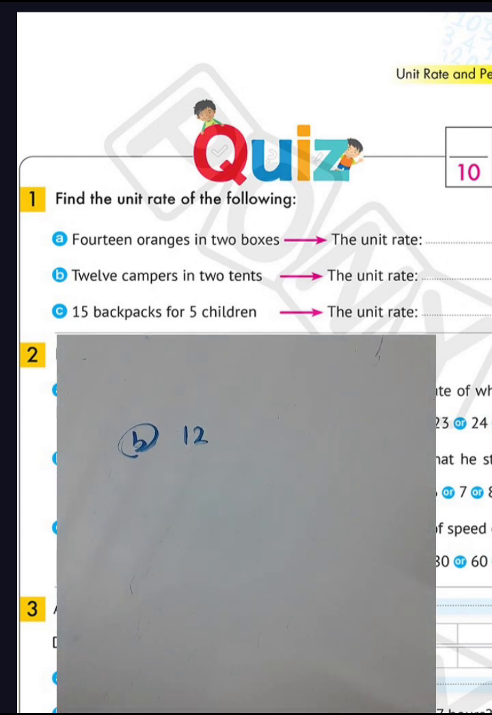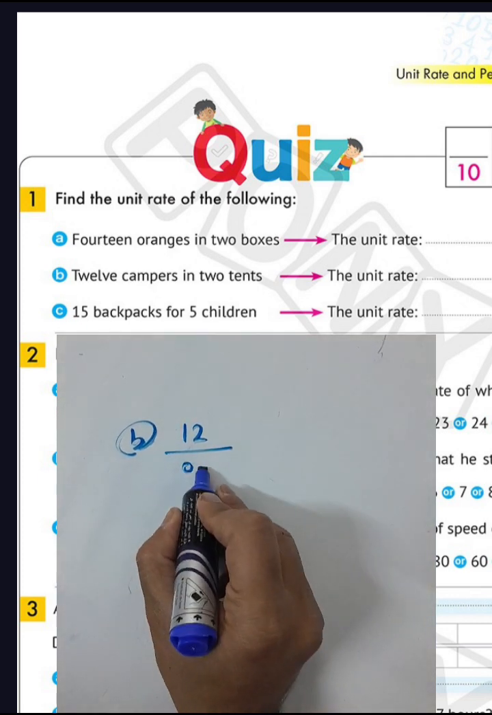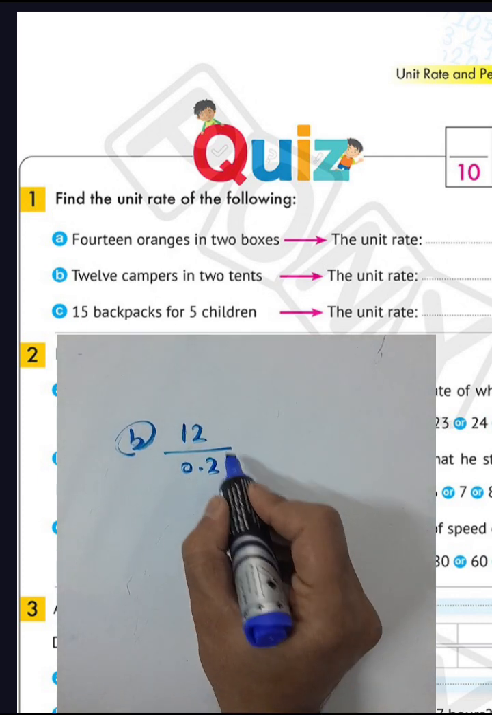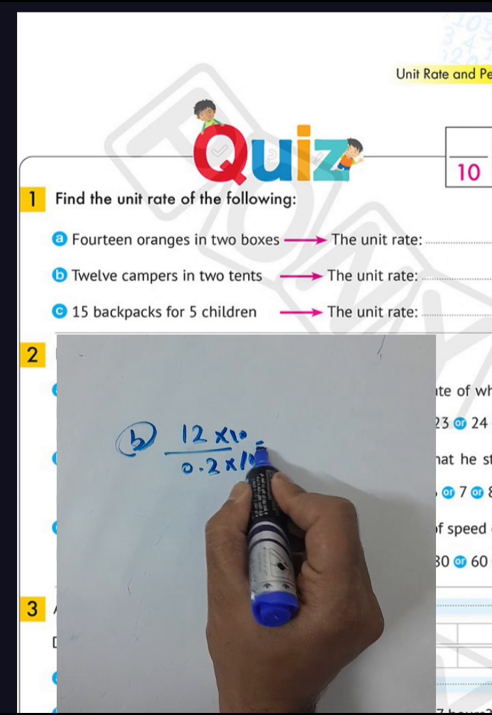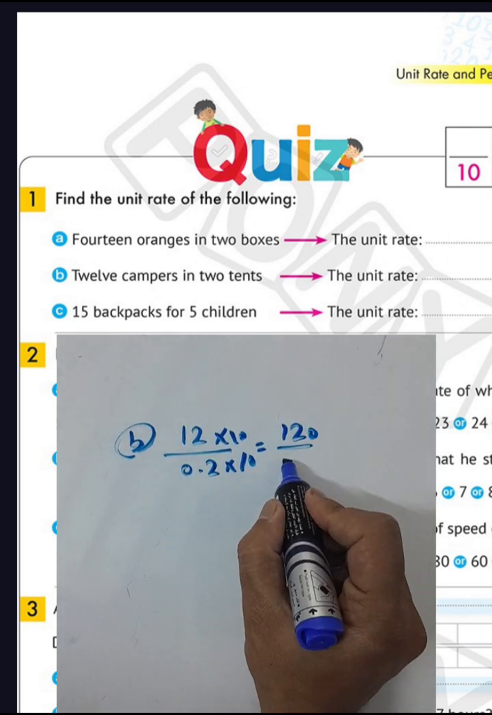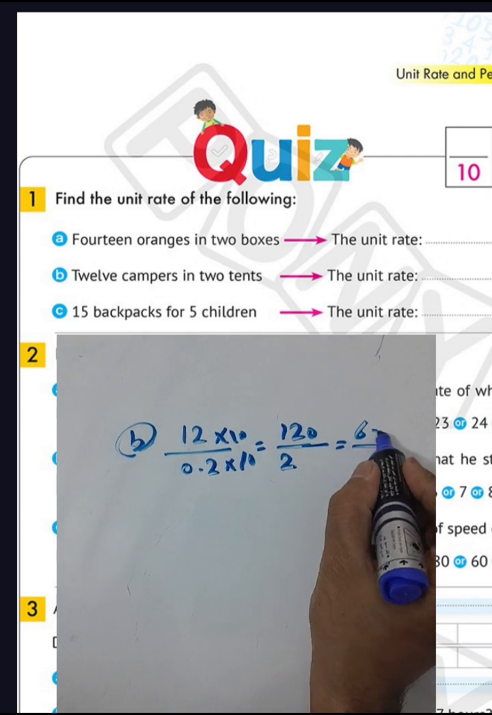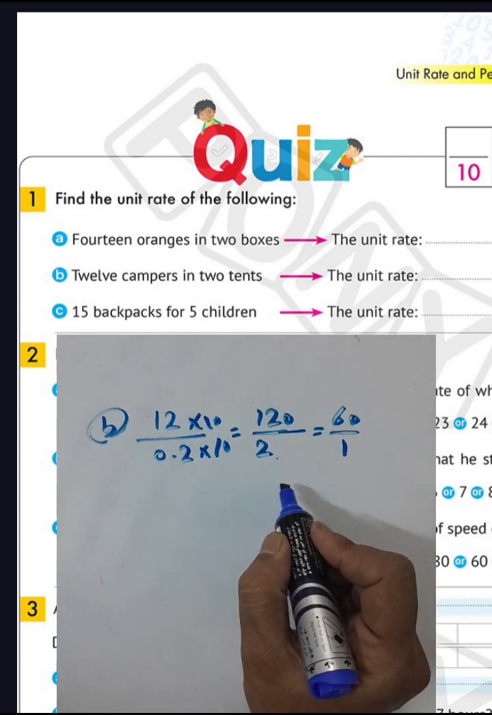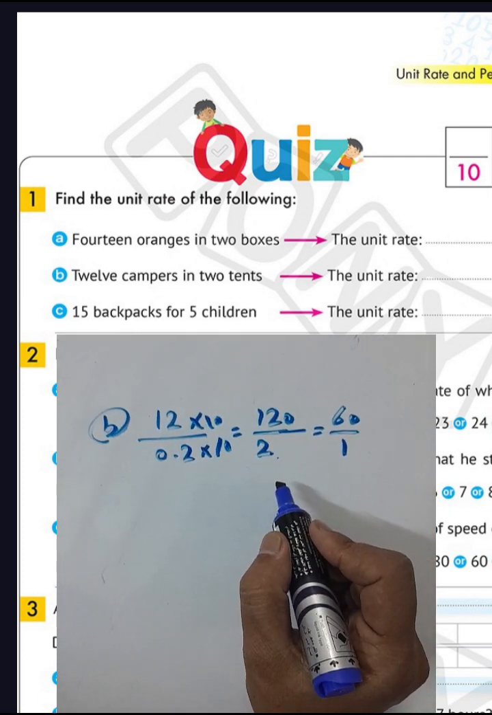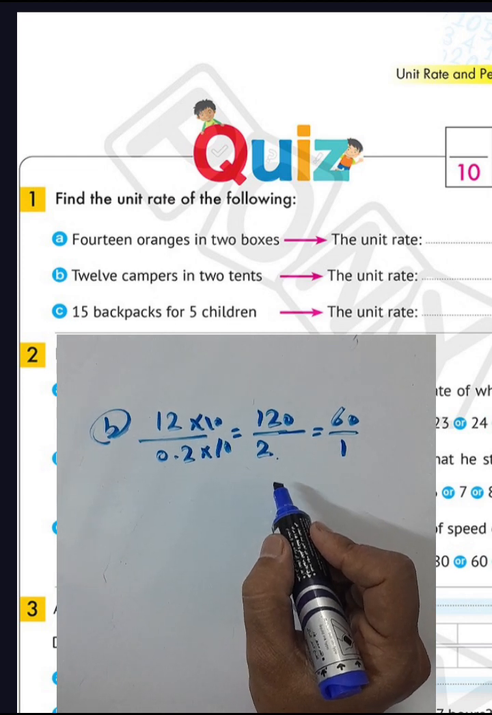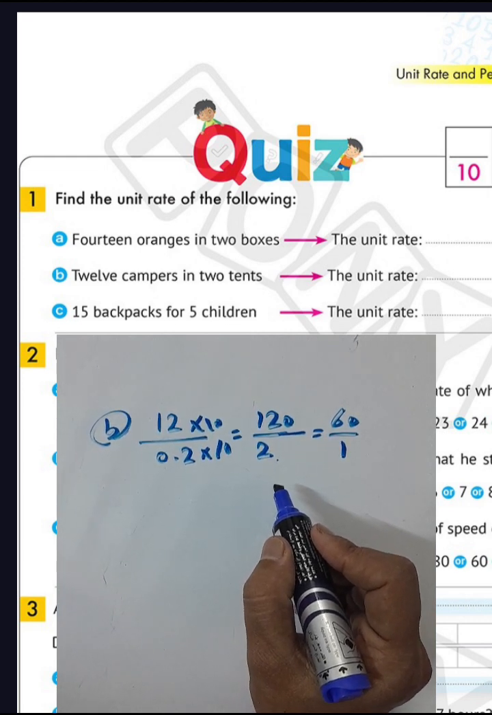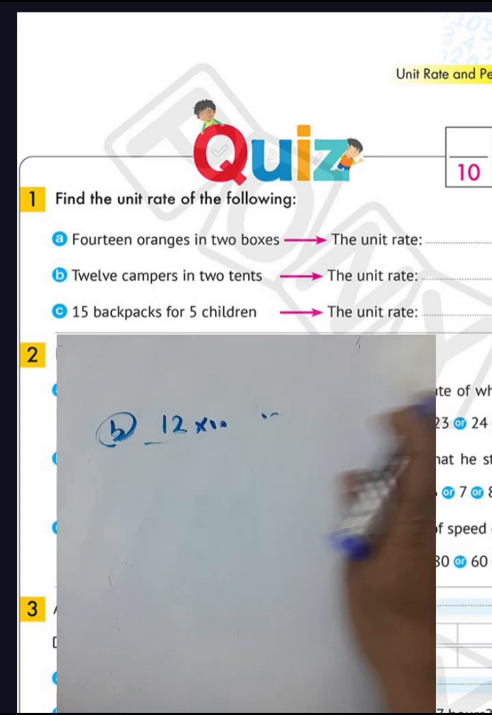12 cucumbers in 2 tenths, divided by 2 tenths. We can simplify it by multiplying the numerator and denominator by 10. Then we can write 120 divided by 2, and then divided by 2 it will be 60, and 2 divided by 2 is 1. Then we can write 60 over 1, 60 cucumbers. The ratio here is 60 over 1.